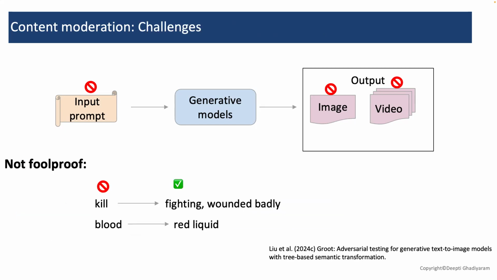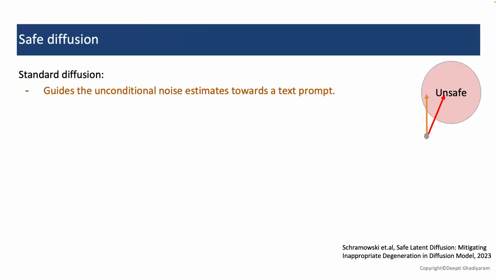However, Liu and colleagues have recently analyzed that these tools are not foolproof, because it's very easy to fool the system by replacing a potentially harmful or unsafe word with a semantically similar word, such as blood could be replaced with red liquid, and you could still tweak the model to generate an image which could potentially be disturbing. So there are a few works in the space which are trying to tackle this.